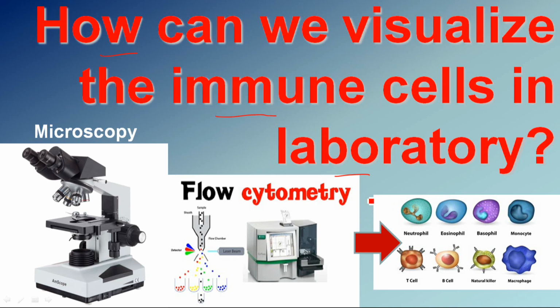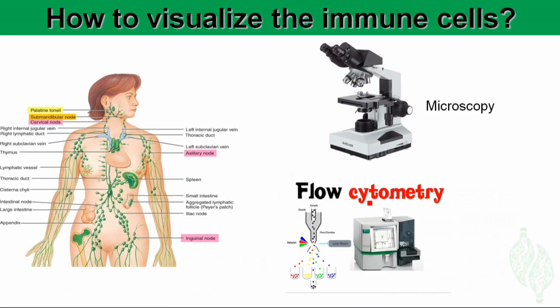So this is a general mystery to those people who cannot see the lymphocyte or the granulocyte, how they look like. So to visualize the cells, especially the immune cells, there are multiple techniques, but in this video I am going to talk about the two techniques depending on the microscopy and the flow cytometry.